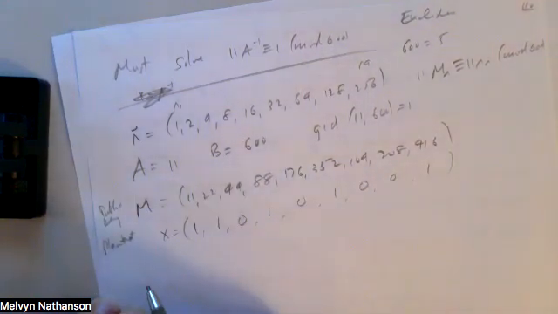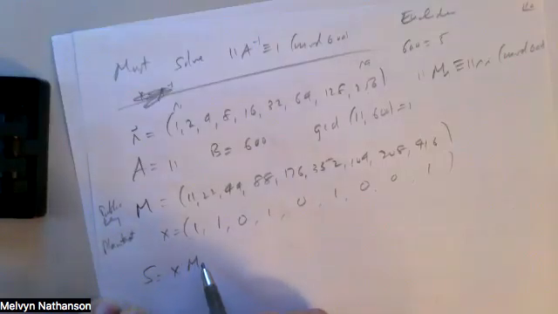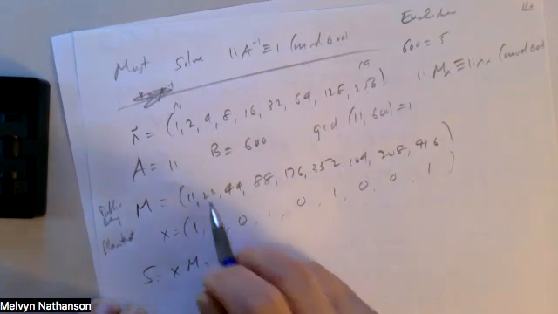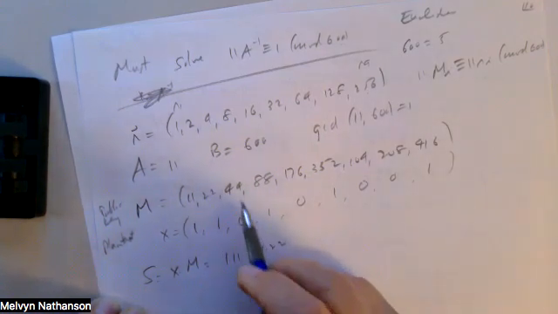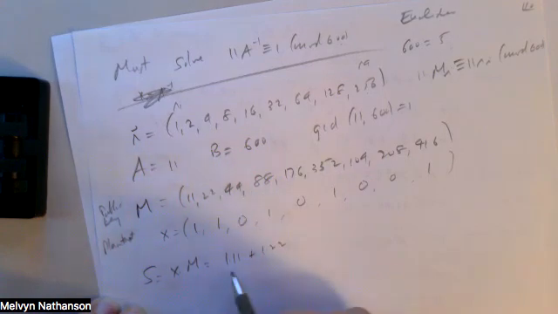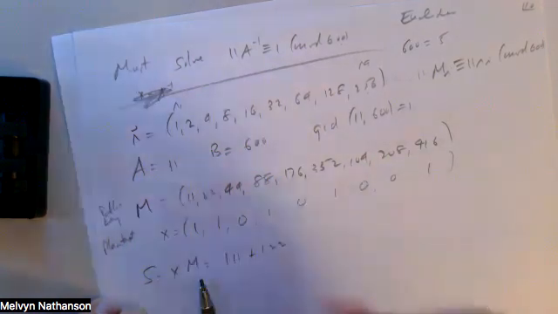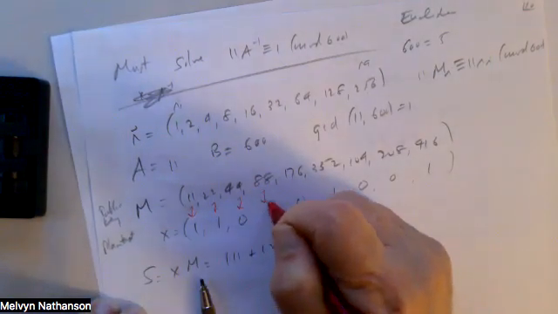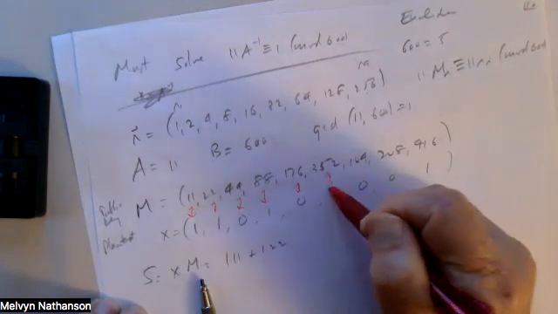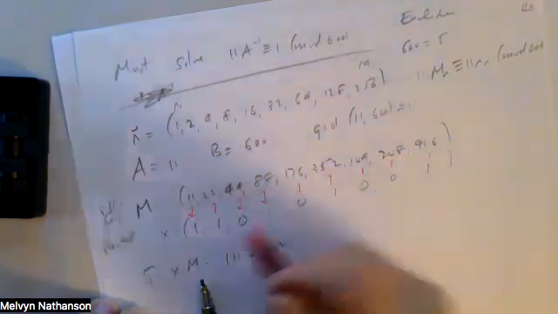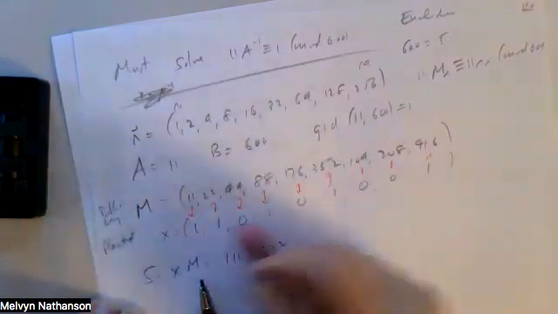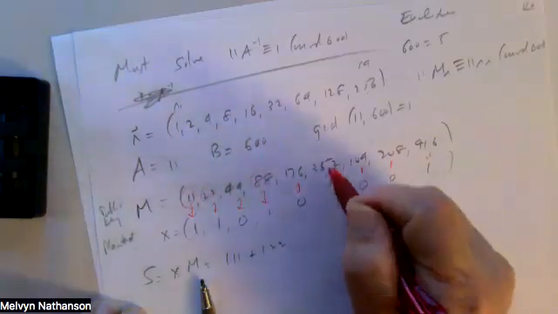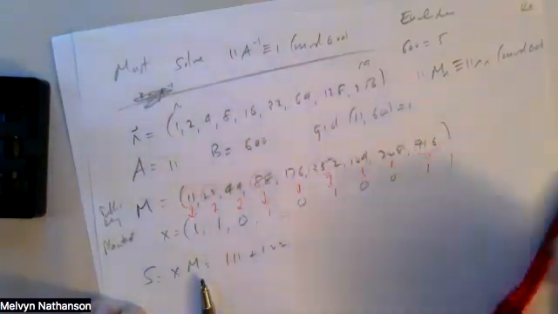And then you compute S to be X times M. This means 1 times 11 plus 1 times 22, 0 times 44, 1 times 88. Wherever there's a 1 here, so this is a sequence. These are like the corresponding numbers in the sequence. Wherever there's a 1 here, you add up the number: 11, 22, 88, 352, 416.